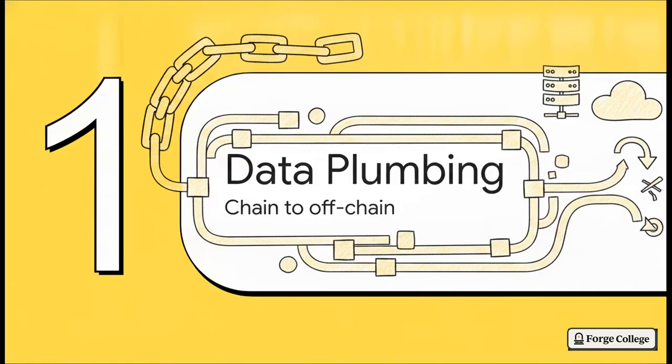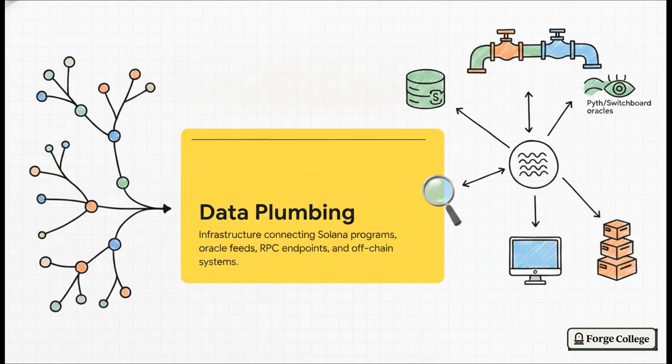Okay, Section 1, Real-World Data Plumbing, the journey from chain to off-chain. Before you can even think about building robust systems that react instantly to timely events, you absolutely must understand the underlying infrastructure. Think of data plumbing as the vital nervous system of your application, right? This interconnected infrastructure connects Solana programs and those essential Oracle feeds, like Pyth and Switchboard, straight to RPC endpoints and your off-chain systems. Basically, it's the piping that keeps the data flowing healthily. It turns raw, messy on-chain signals into something your off-chain endpoints can actually use.